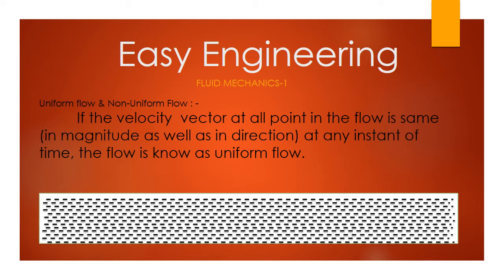What does it mean? Just look at the figure. In the figure, consider each dashed line as a streamline. By seeing that figure we can easily see that the streamlines are parallel, there is no disturbance in the fluid, and the direction is also the same. So this is an example of uniform flow. The definition arises the same way: if the velocity vector is the same at any instant of time at any point within the fluid, then that is called uniform flow.